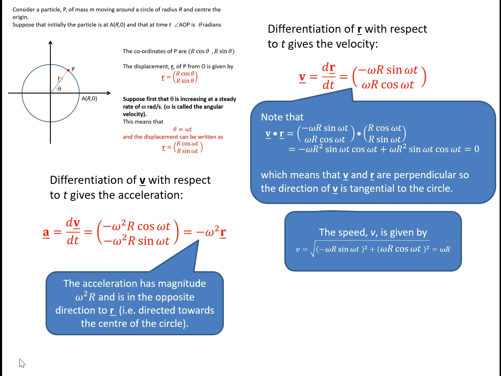The minus sign in the equation acceleration equals minus omega squared times the displacement tells me that the acceleration is in the opposite direction to the displacement. So that means that the acceleration is in the direction towards O from P. So it's directed towards the centre of the circle.